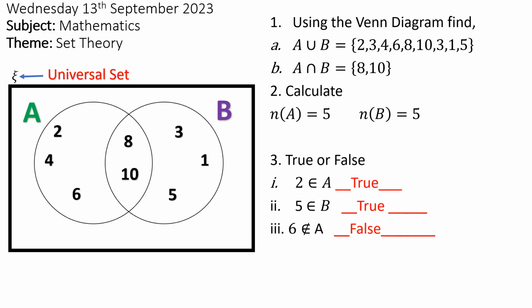The union of A and B. What elements are in the union? Yes, they are 2, 3, 4, 6, 8, 10, 1, and 5. Very good. Those are the elements that are in the union of A and B.